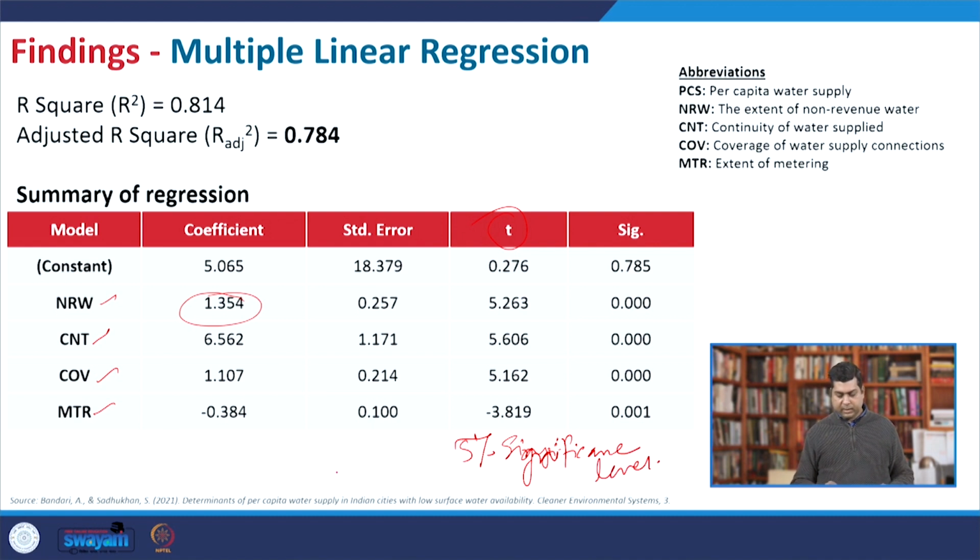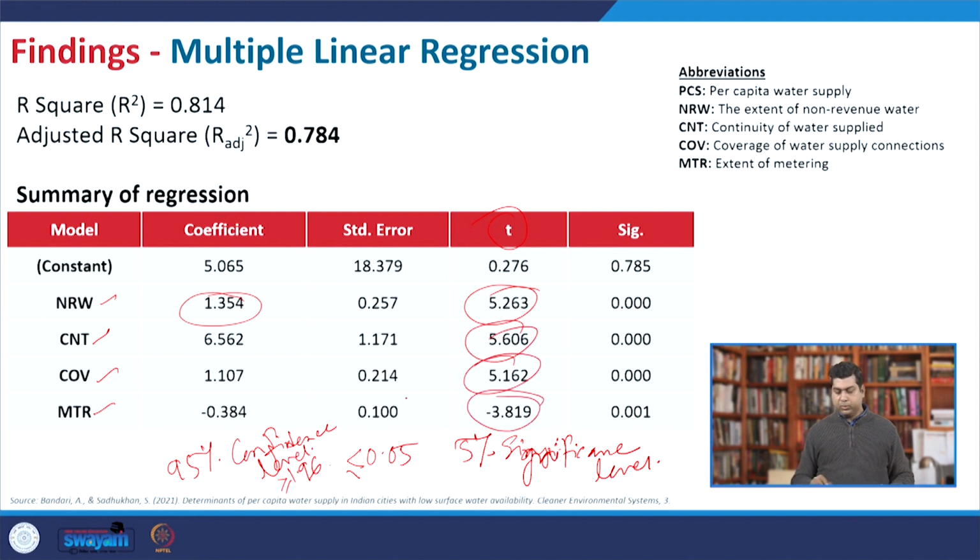Again in this particular case we thought of a 5% significance level, which is basically a significance value less than or equal to 0.05, or at the same time it can also be referred to as a 95% confidence level, where the t value should be greater than or equal to 1.96, which is the case for all these three. Don't go with the sign now, I'll explain that.